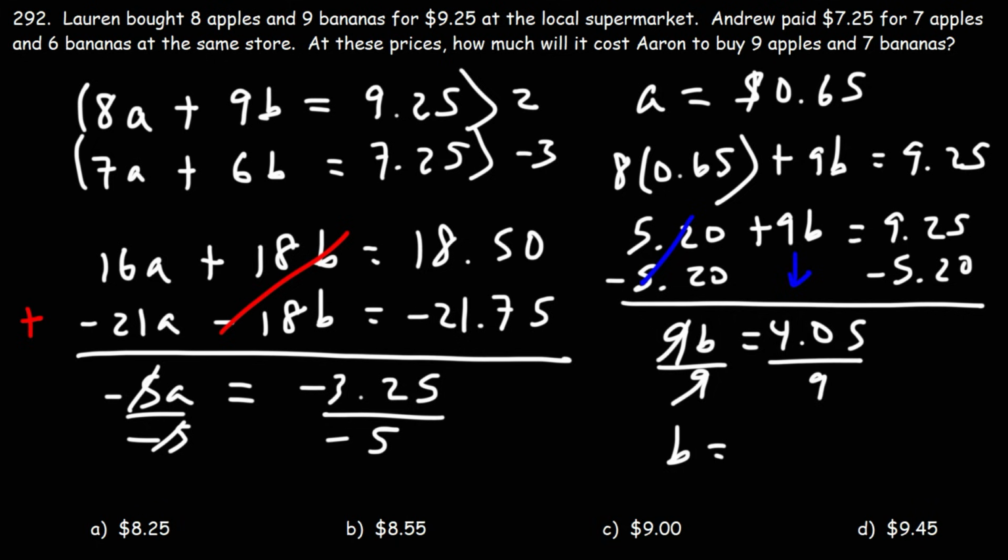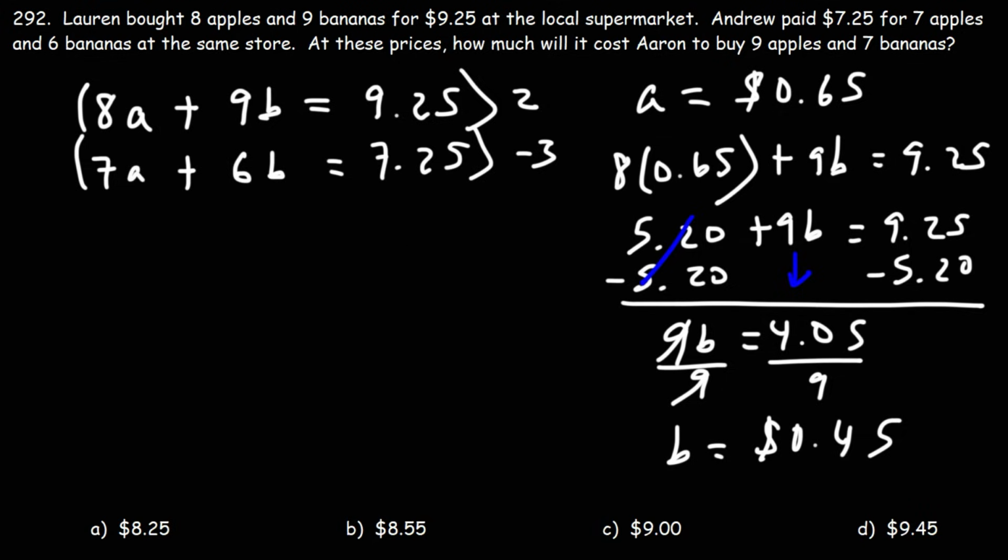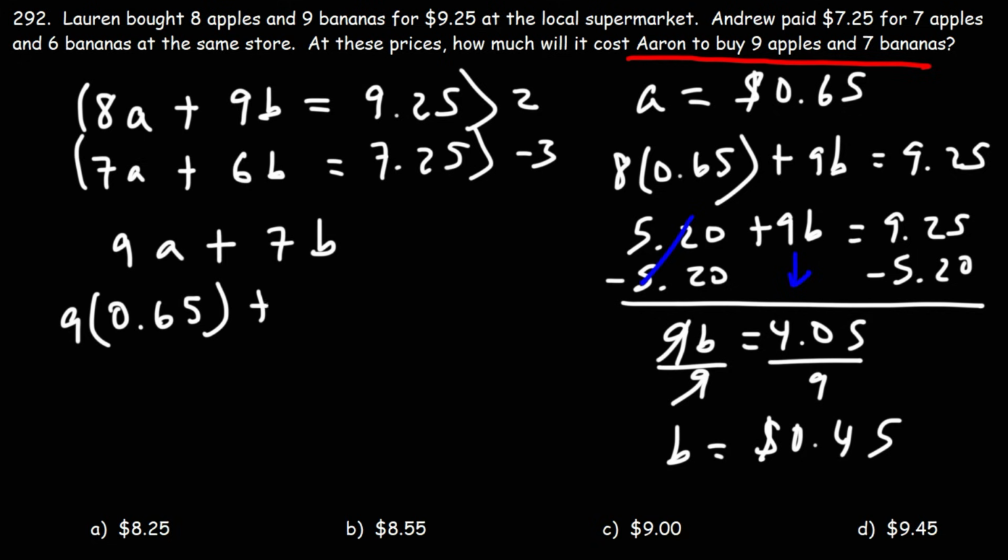So now we get the price of a banana. 4.05 divided by 9 is 45 cents. That is the price of a single banana. Now let's determine the cost for 9 apples and 7 bananas. That's 9a plus 7b. The price of an apple is 65 cents and the price of a banana is 45 cents.